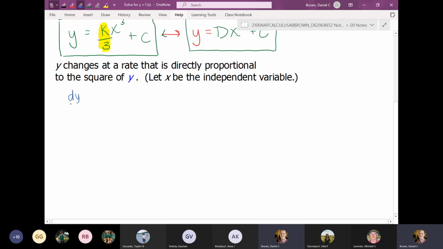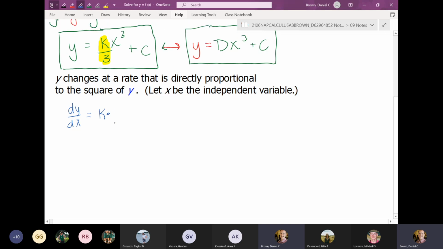Y changes at a rate, that's describing a derivative. Directly proportional, so we have that k. What is it directly proportional to? The square of y. So there's my differential equation. Now we want to find the equation, so let's go ahead and separate the variables. I'm going to divide by y squared on both sides, and then multiply by dx.